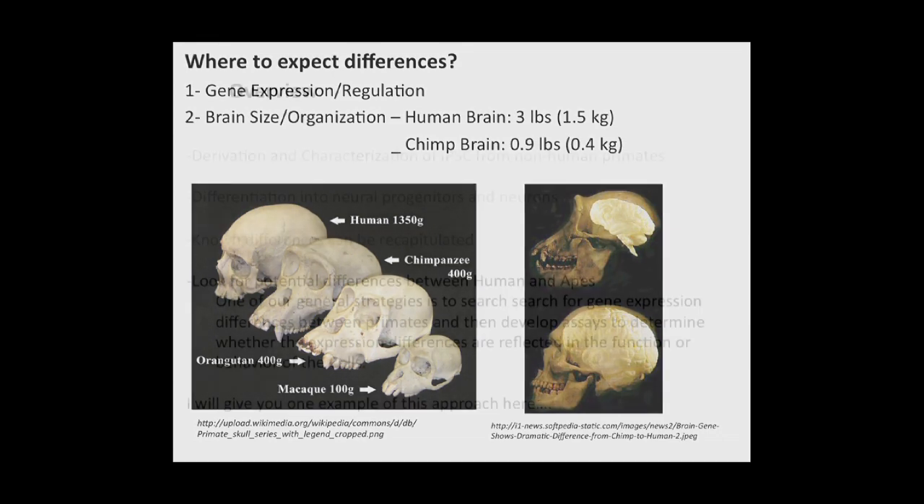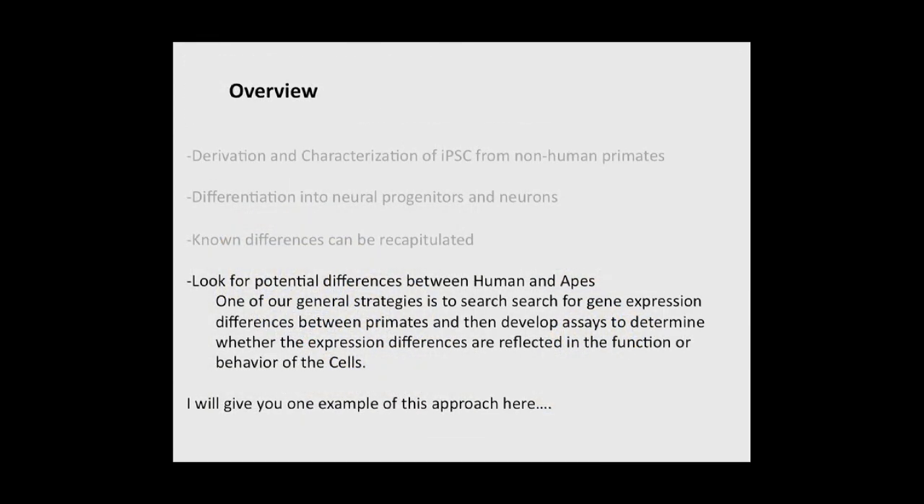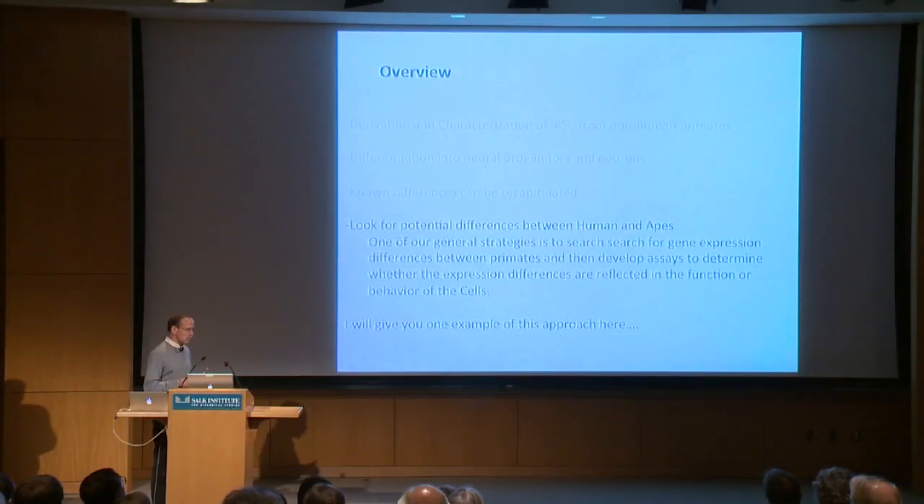Well, to look for differences, one general strategy is to search for gene expression differences. And this is really one of the exciting things for those of us interested in cell and molecular biology, that we're looking not at postmortem tissue, at dead RNA samples, but rather at living cells. And we're looking at the activity of the expressed genes.